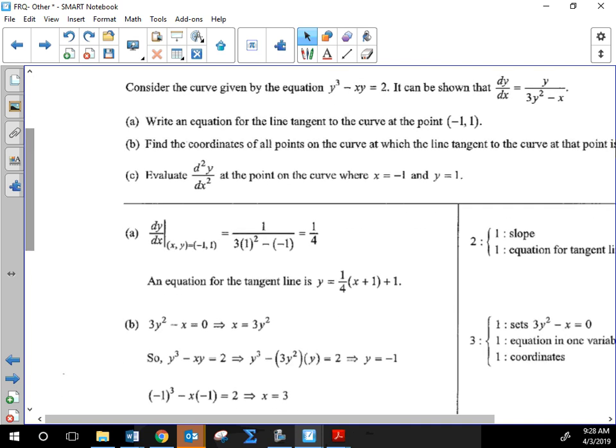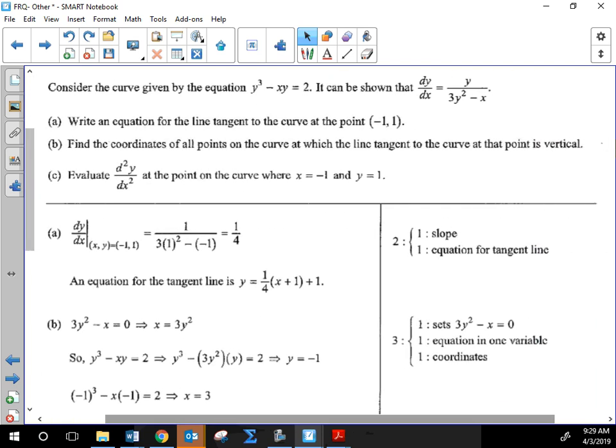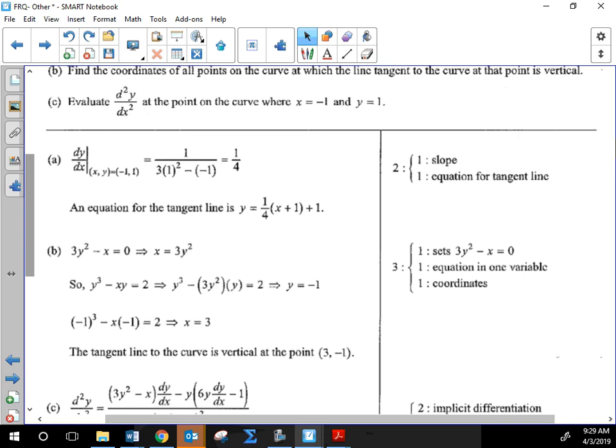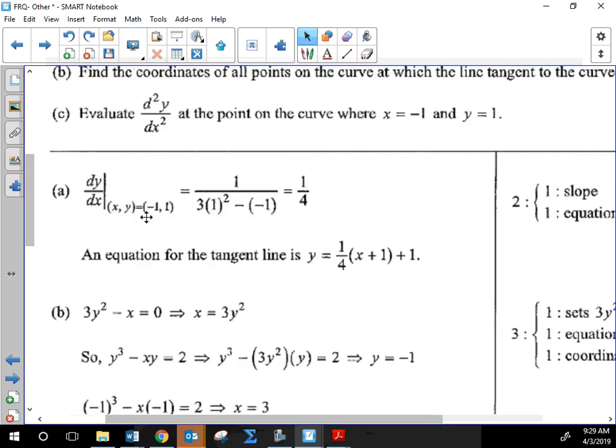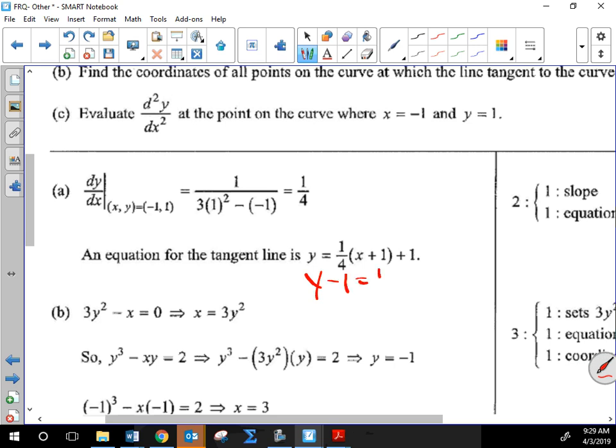Okay, so for part A, you should have gotten your slope was 1/4. They gave you a point just for that. Slope of 1/4. You do need to have proper notation where you say dy dx evaluated at -1, 1. And then our equation of tangent line, if you left it without it being subtracted or added over. So 1 point for finding our slope here, and 1 point for our actual equation.